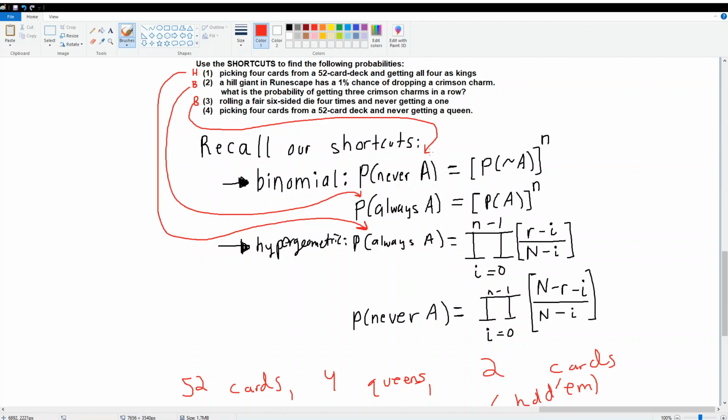And finally, the fourth one, we're back to our deck of cards. We're never getting a queen. And so here, there's no replacement. So this will also be hypergeometric, as with number 1. But this time, we're never getting a queen, so we use the never shortcut. So now that you know which distribution it is and which shortcut to use, if you messed it up, I'm going to give you another chance to work on it again so we can maximize the chances of you at least getting some understanding of what's going on here. So I'll give you a moment, and then we'll go over the answers.